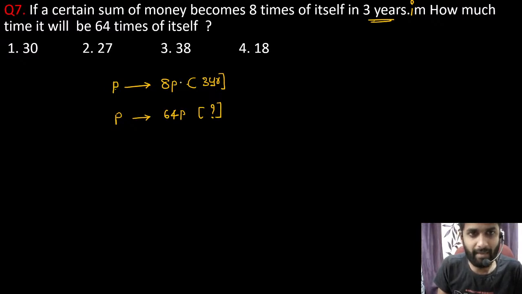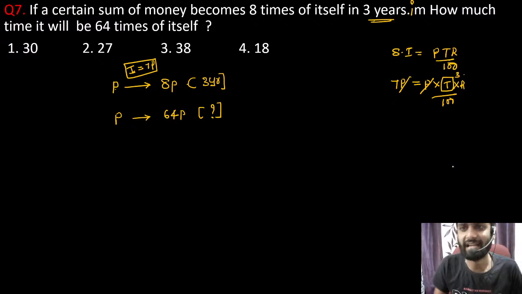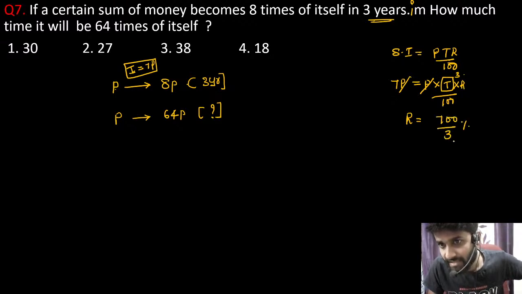First of all, P becomes 8P. We know the simple interest formula, guys. Simple interest is equal to PTR by 100. Now, P becomes 8P, so the interest earned in the entire transaction is equal to 7P. Now 7P is equal to P into T into R by 100. Now you can cancel the P value, and the duration is given as 3. Now what is the rate of interest? The rate of interest is equal to 700 by 3%. This is the first value.